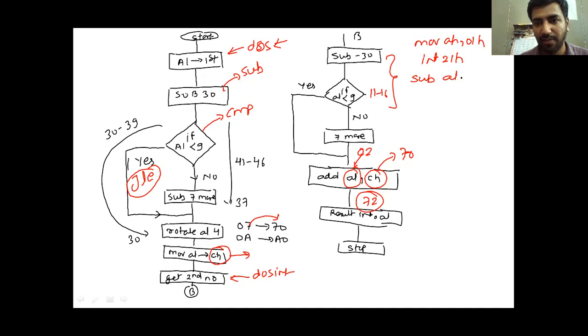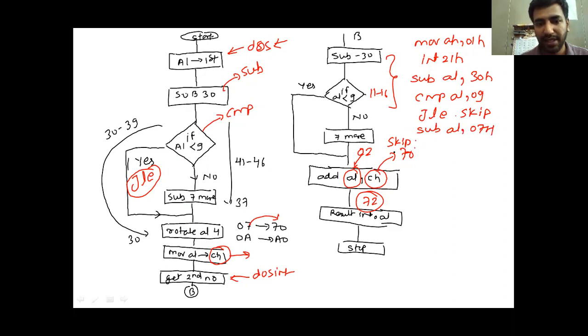Okay, so you know that the number will come into AL, subtract AL with 30H, and then after that you will compare AL with 09, and you will jump if less than or equal to a location where you will be rotating, and after that you will be subtracting 7, because after this rotating there is subtraction. So subtract AL with 07H.